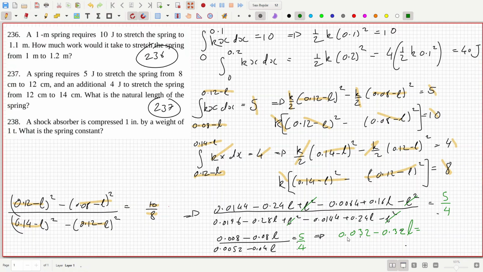So that would be 0.026 minus, and then 0.04 times 5 is 0.2 L. So then L would equal 0.032 minus 0.026 divided by 0.32 minus 0.2. Huzzah! 5 centimeters. Well, there you go.